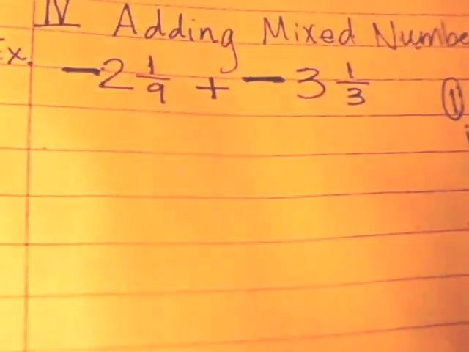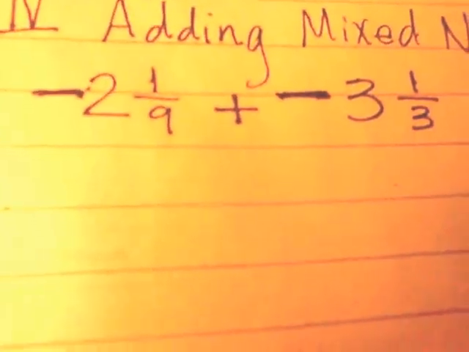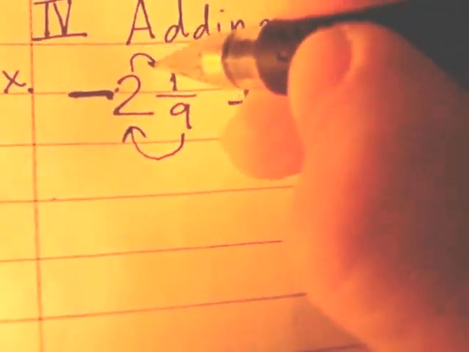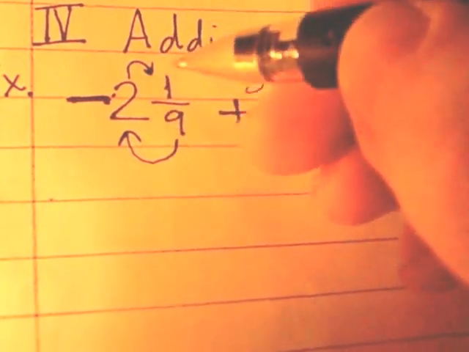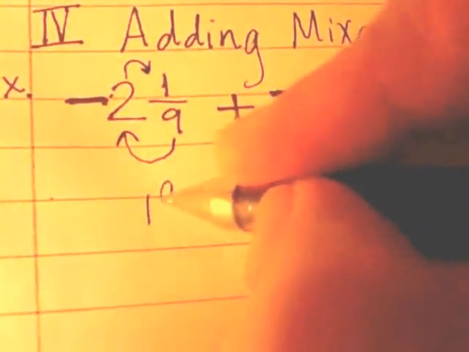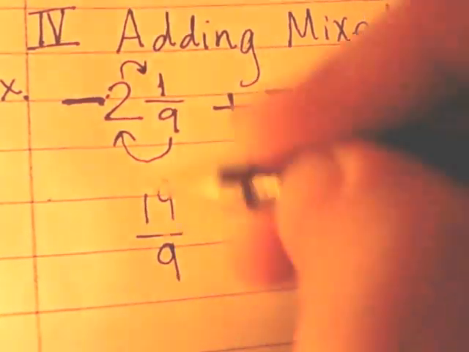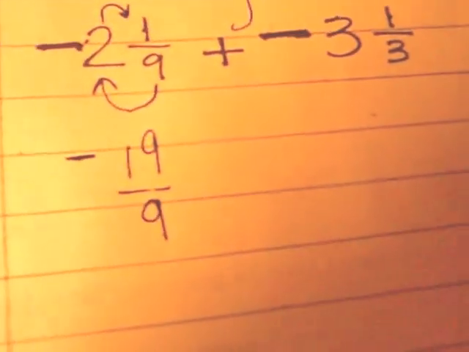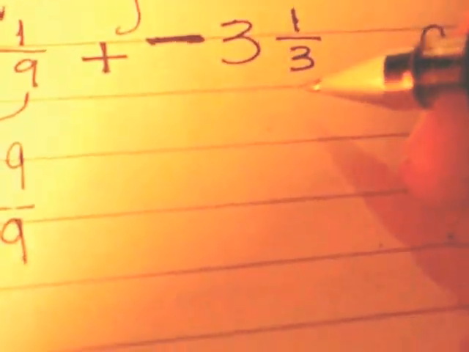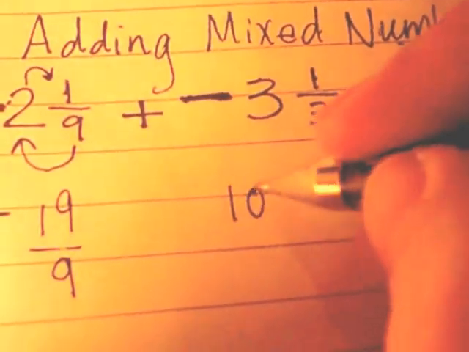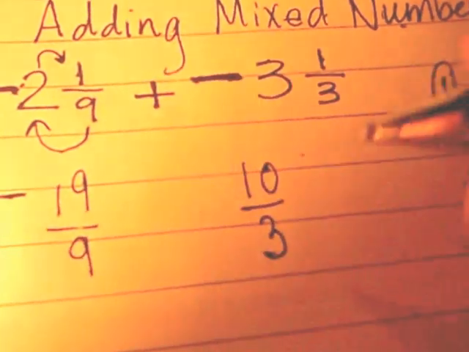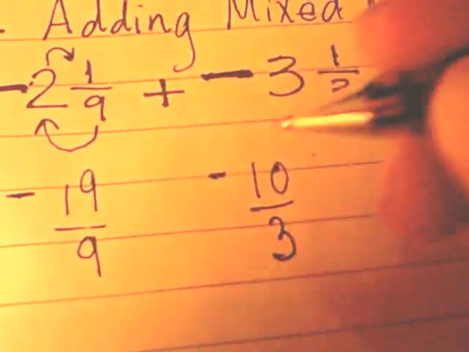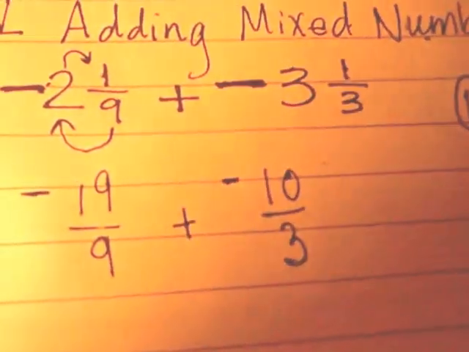Okay, so changing a mixed number into an improper fraction. Multiply your denominator by your whole number. Add the numerator. 9 times 2 is 18, plus 1 is 19. Over 9, still going to keep the same sign, negative. And then 3 times 3 is 9, plus that 1 is going to give me a 10. My denominator stays the same. It's still negative. And we're adding.